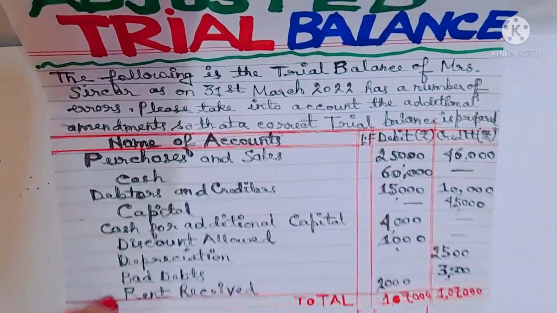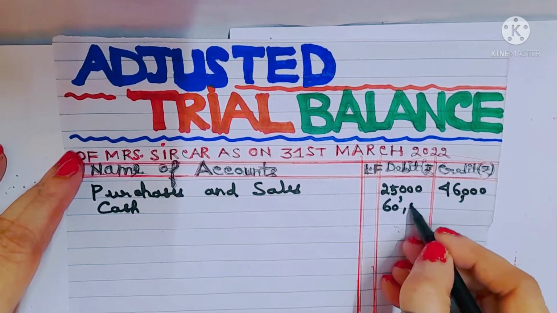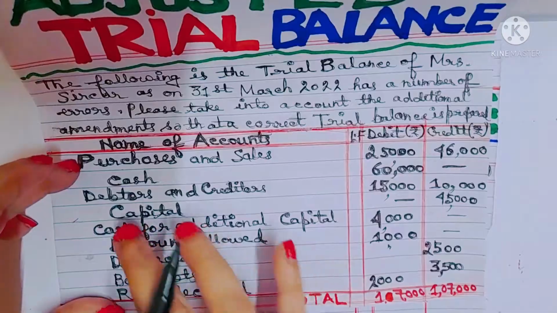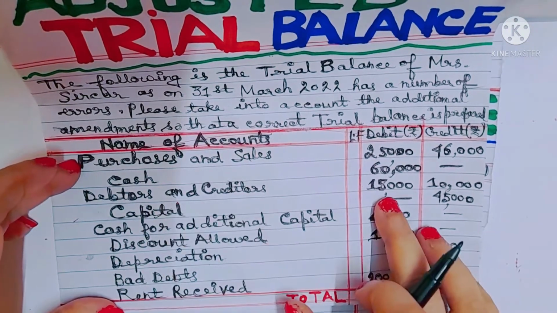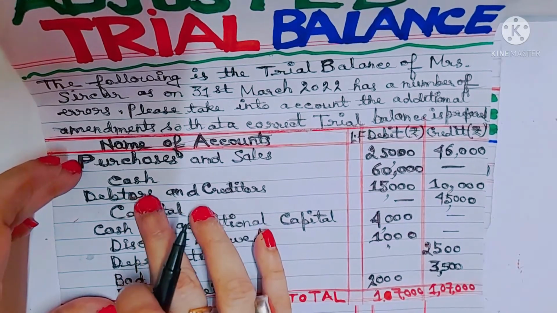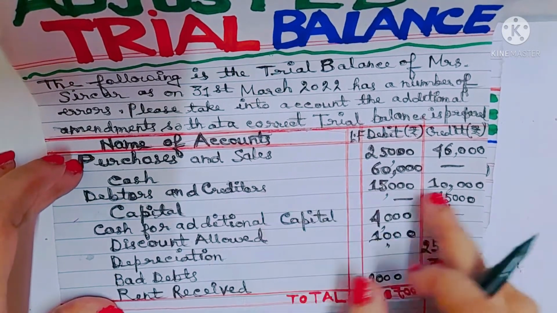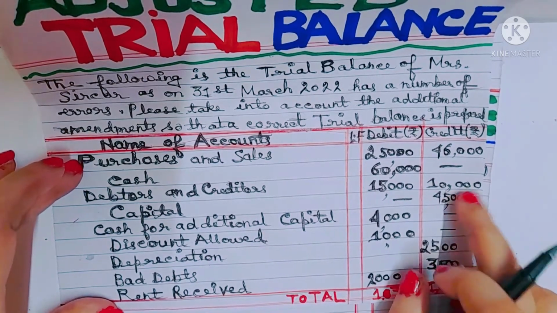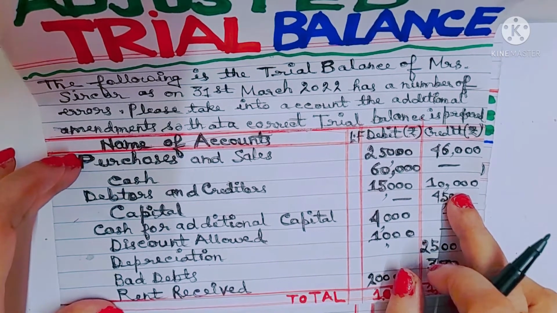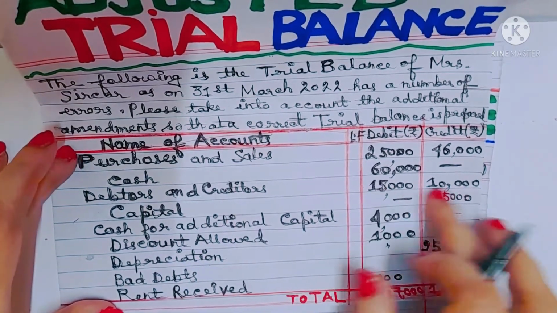Okay. Cash 60,000. Let's see the next account. The next account is debtors 15,000, creditors 10,000. Debtors is a debit balance and they have correctly written it in the debit column. Creditors is a credit balance and they've correctly written it in the credit column. So nothing to rectify. So let's write debtors and creditors, 15,000 and 10,000.